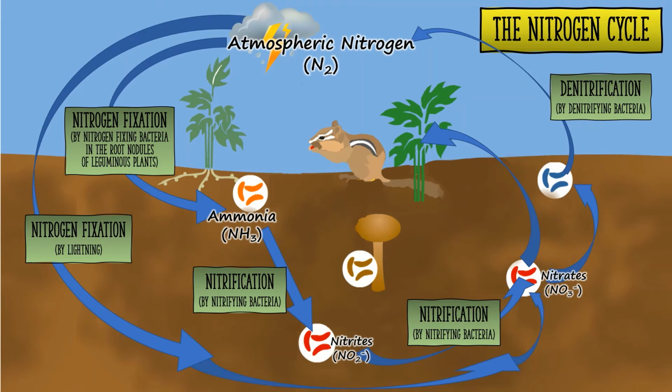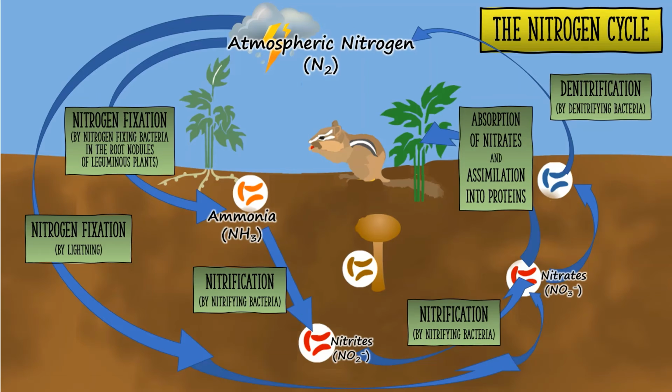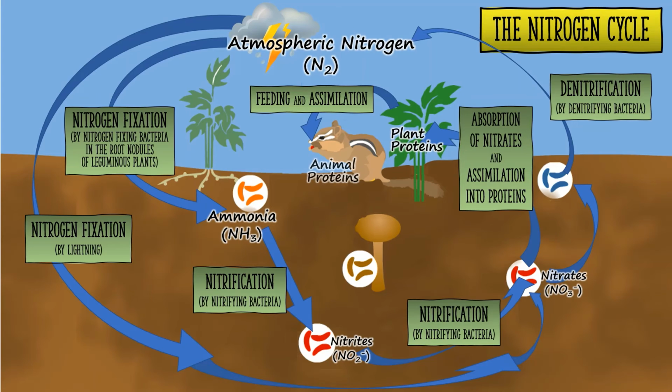Otherwise, these nitrates will be absorbed by active transport through the roots of the plants, and once they're absorbed, they will be assimilated into proteins. They will be incorporated into protein molecules in the plants. These plant proteins can then be eaten and assimilated in the animals' bodies into animal proteins.